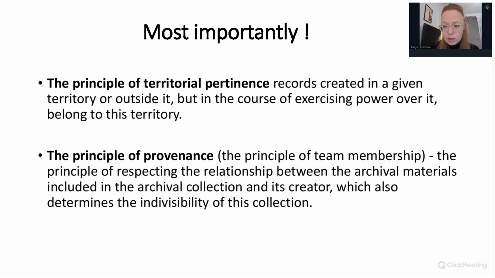To understand how the records are stored and how to navigate the website of Szukaj w Archiwach, so searching the archives, there are two most important rules for the whole Polish archival system, which are the principle of territorial pertinence and provenance. Pertinence means that records created in a given territory, or outside of it but in the course of exercising powers over it, belong to this territory. So this is the first rule. And the principle of provenance, the principle of unit membership, is basically the principle of respecting the relationship between the archival materials included in the archival collection and its creator, which also determines the storage of this collection.